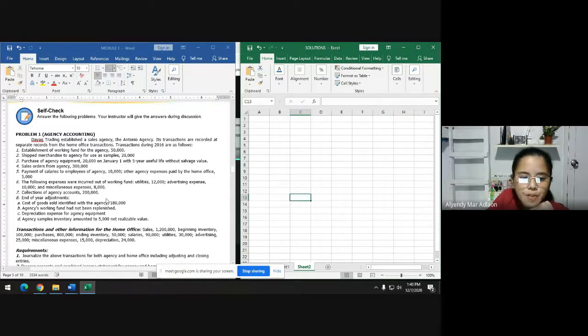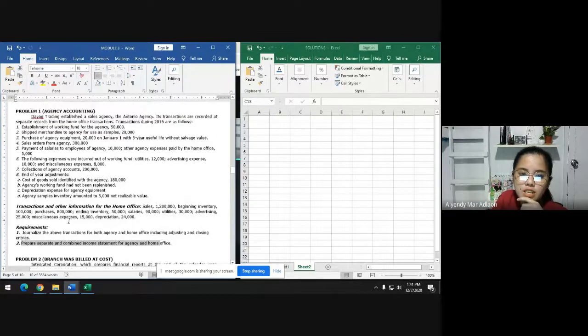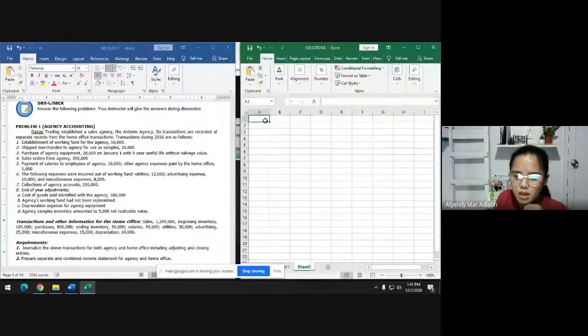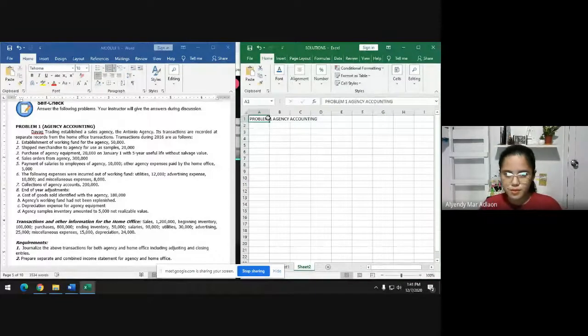Okay, so requirements: journalize the above transactions for both agency and home office and prepare separate and combined income statements for agency and home office. Okay, so this is problem 1, agency accounting. Okay, number 1.